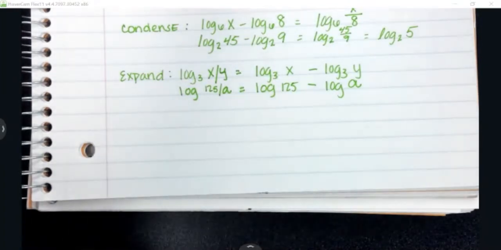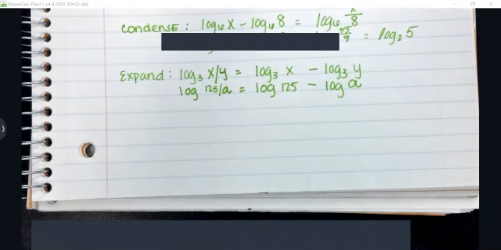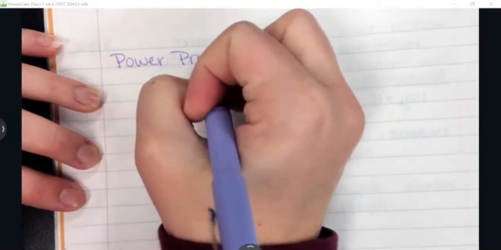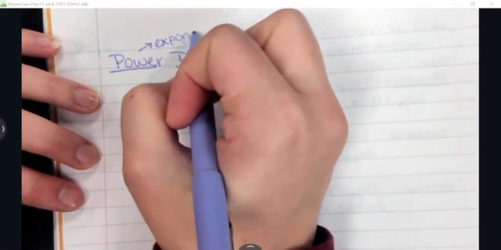Let's go to our last property. The last one. I'm going to turn the page because I'm not going to have enough room. Okay. So the last property is called the power property. The power property. Power is an exponent.